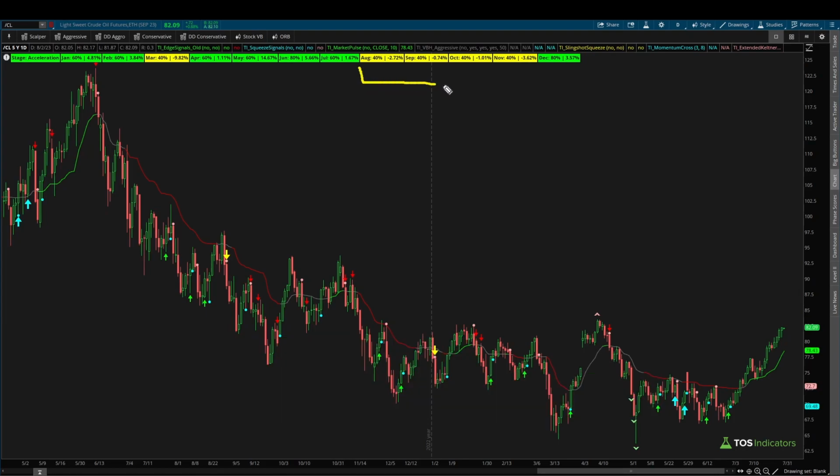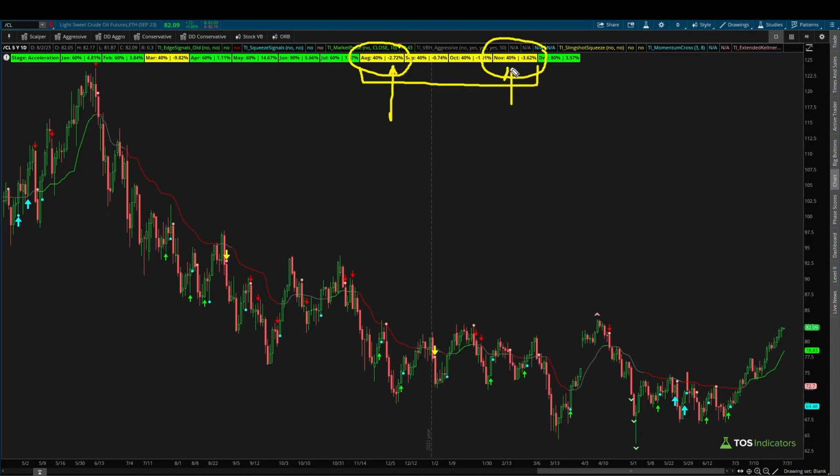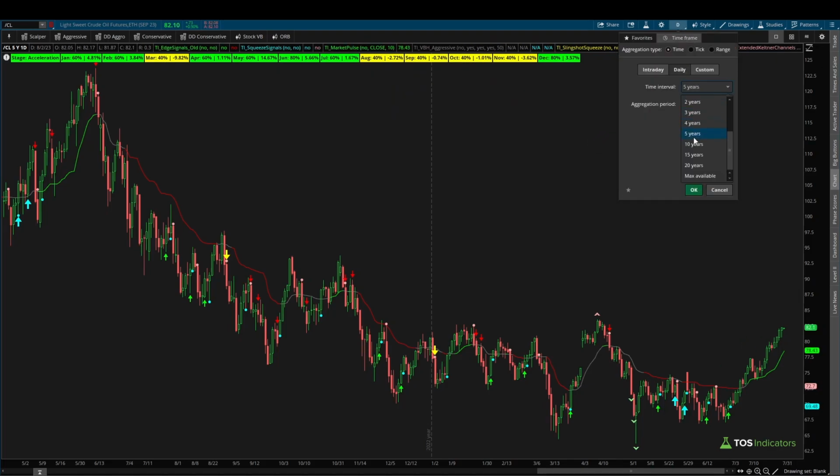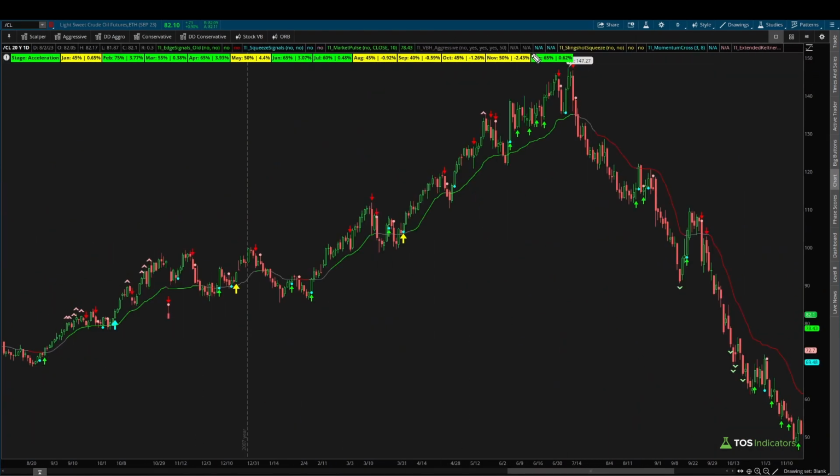And up here, using the labels that the seasonal analysis indicator gives us, we can very easily see that August through November are the weaker months inside of crude oil. August, negative 2.72% average performance, and this is going back 5 years, and November is the weaker month with a negative 3.62%. If we increase this from say 5 years to maybe 20 years worth of data, we can still see the same idea hold true. August through November, the weaker months.